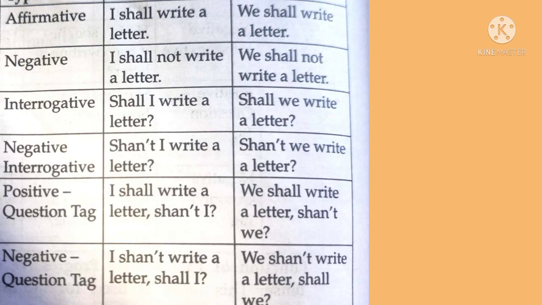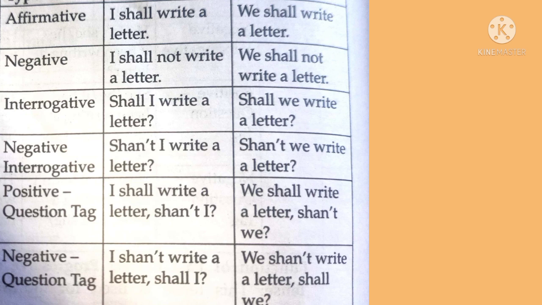The affirmative sentence is I shall write a letter or we shall write a letter. Negative is I shall not write a letter or we shall not write a letter. Interrogative is shall I write a letter or shall we write a letter. Negative interrogative is shan't I write a letter or shan't we write a letter. Positive question tag is I shall write a letter, shan't I? We shall write a letter, shan't we? And negative question tag is I shan't write a letter, shall I? We shan't write a letter, shall we?